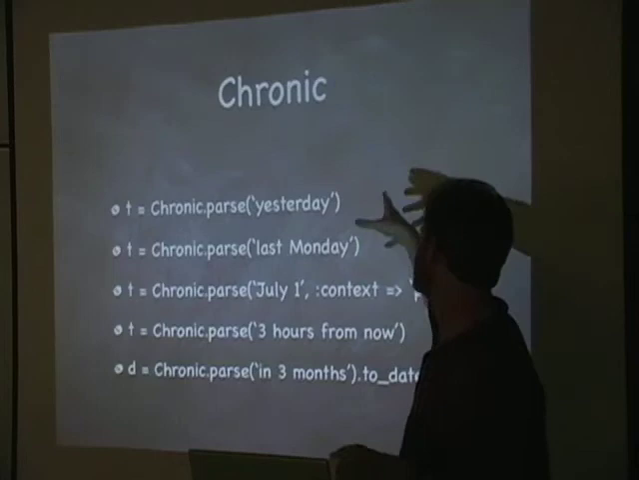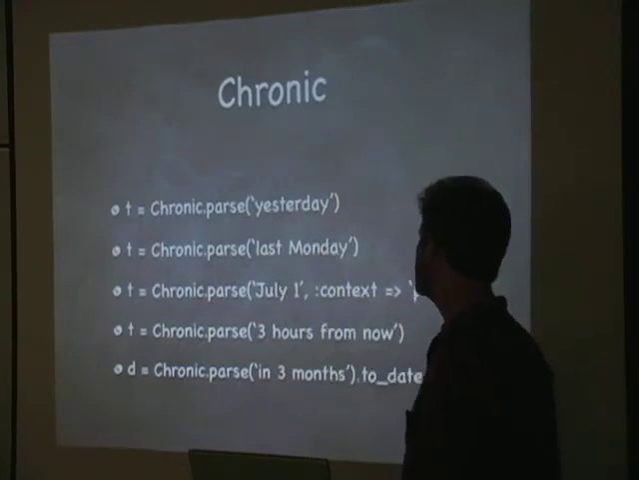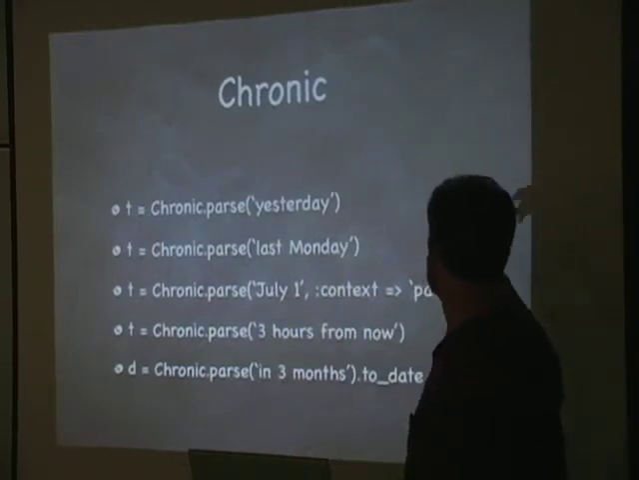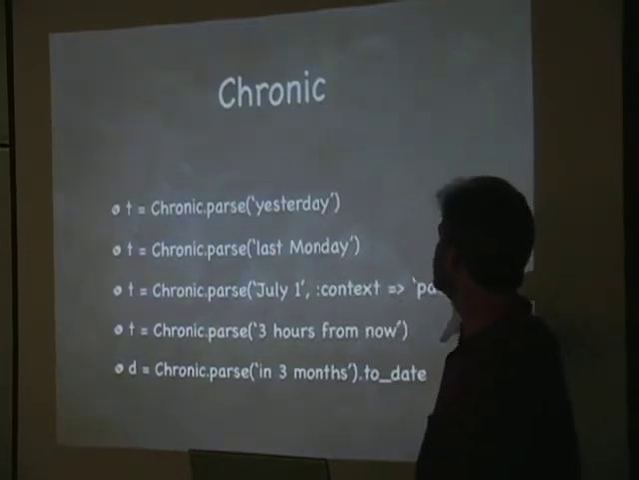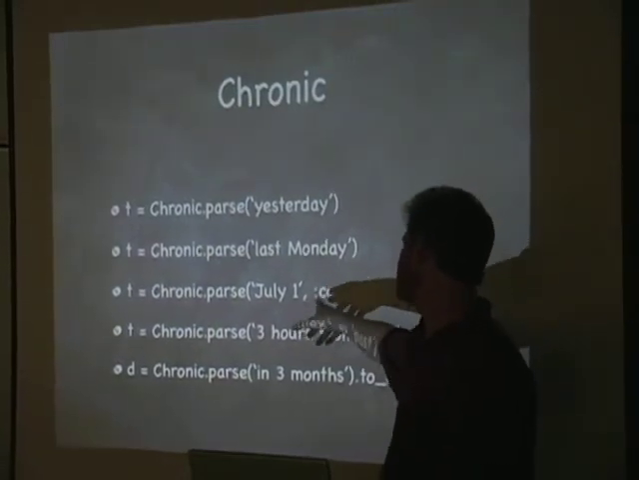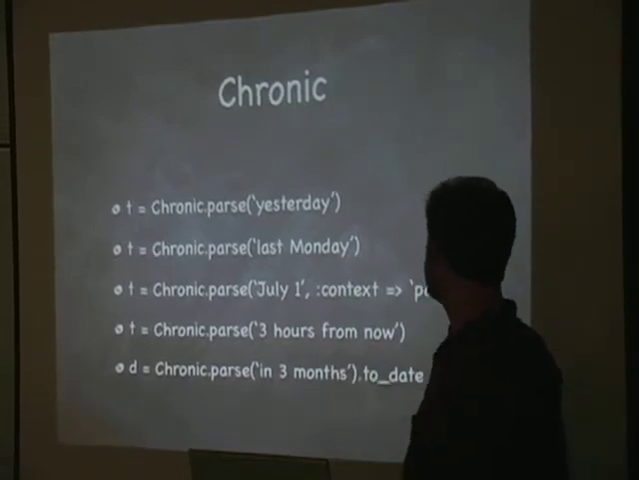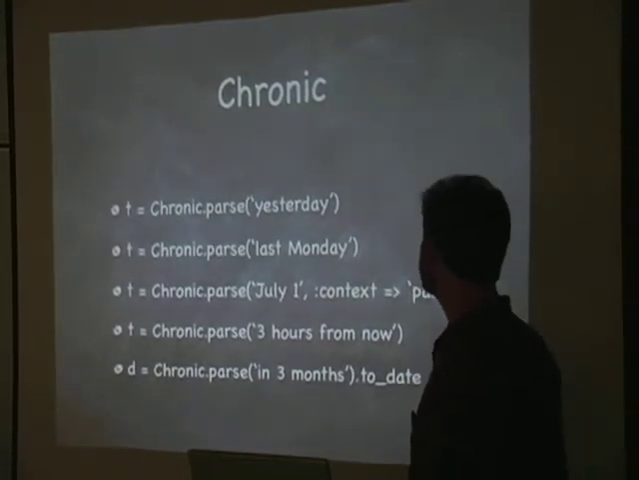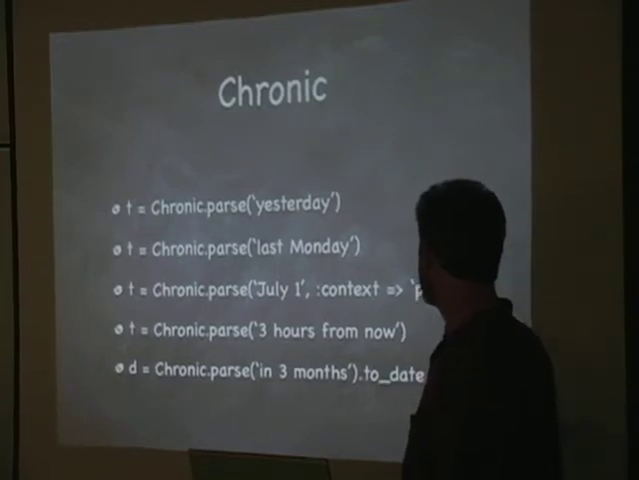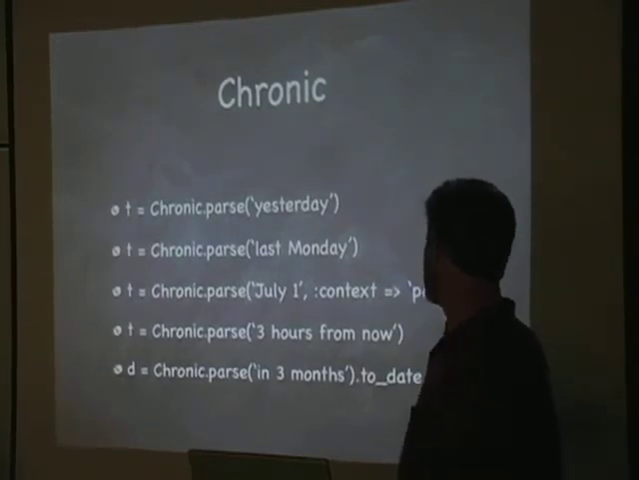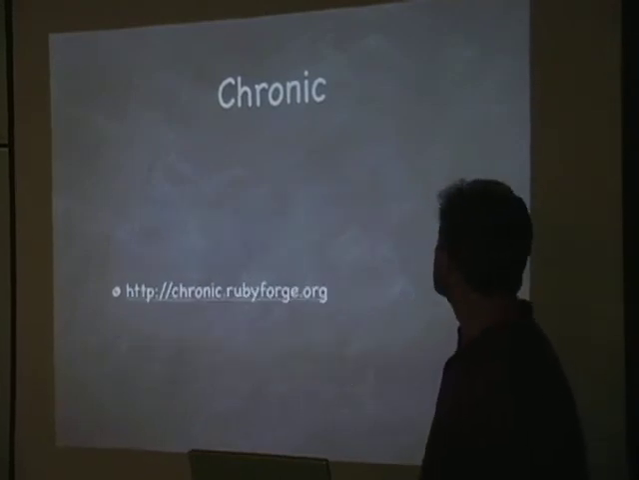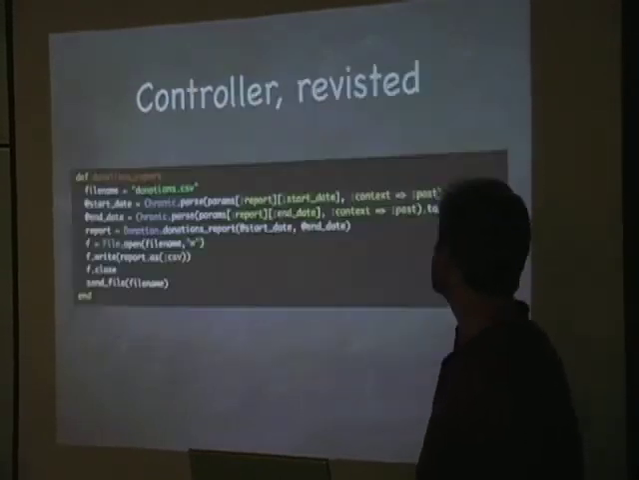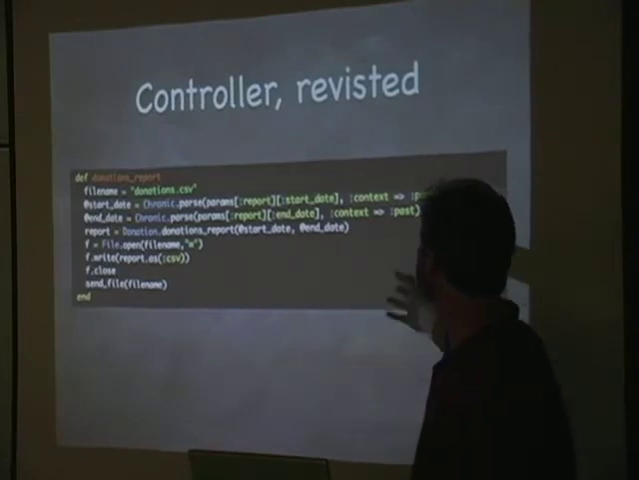So you can give it just yesterday, and it'll give you yesterday at midnight or something, and last Monday. You can say context is the past, so July 1st would be the last July 1st that happened, or expect the future, something like that. Three hours from now would work, and three months would work. And it returns a time, so if you just want a date, you can set it to date.